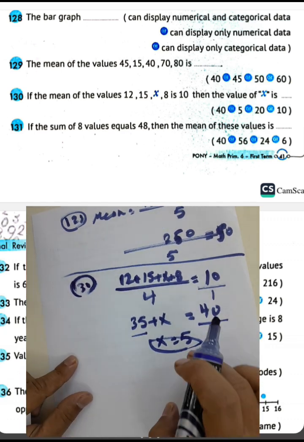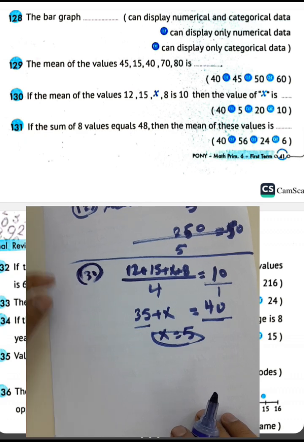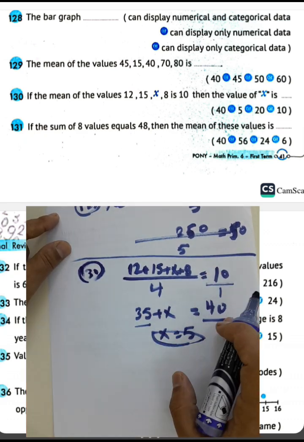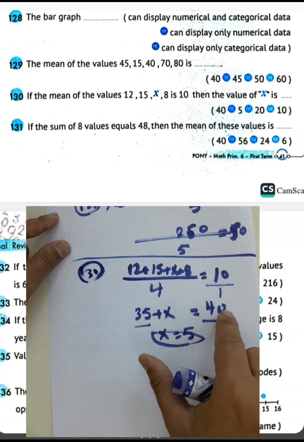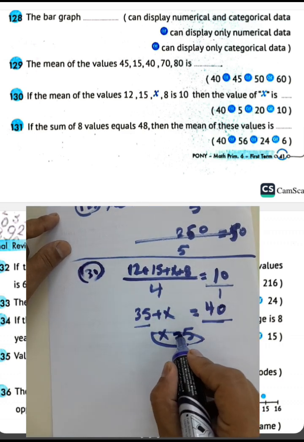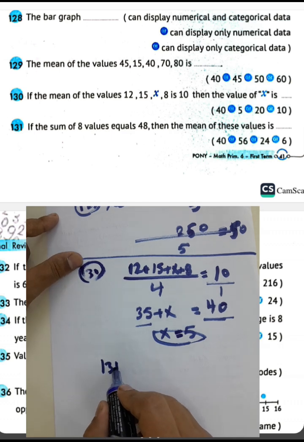The result will be 5 here, okay? Understood? 4 by 10 equals 40, and 12 plus 15 plus 8 equals 35. 35 plus x equals 40, then x will be 5. Question 131.